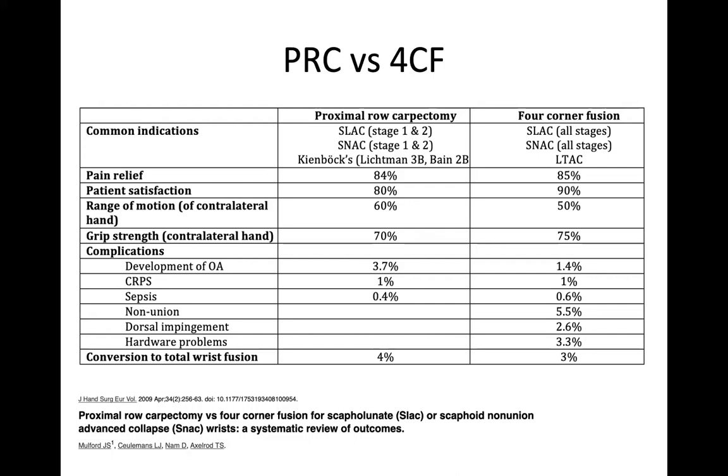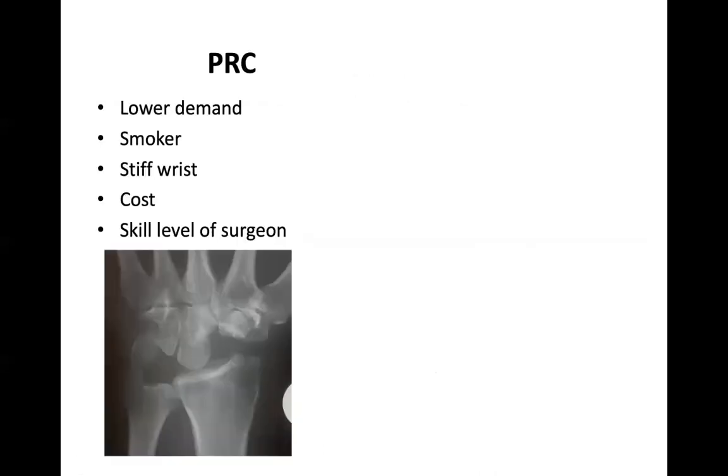Complications are a lot higher in the four-corner fusion. They're really all related to hardware. So you've got a lot of non-union, dorsal impingement and hardware complications. Conversion to total wrist fusion is slightly higher in the PRC because of the higher development of arthritis.